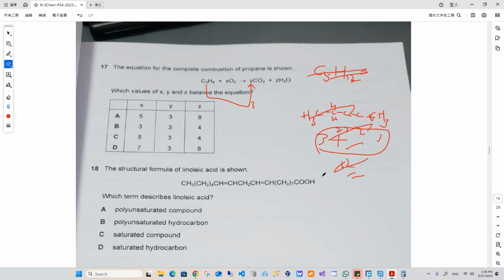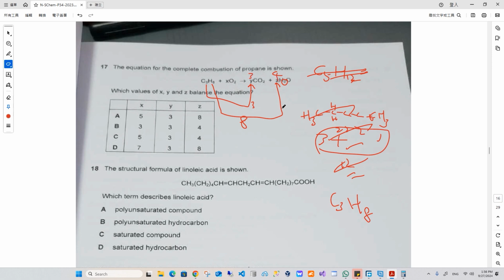One more again. C3H, 3 times 2 is 6, 6 plus 2 is 8. So it's 8 here. So 8 here, 8 here, 8 here, 8 here, 8 here. Okay, so what is that? So there's 8 here, but there's 2 here, right? So therefore the Z is 4.